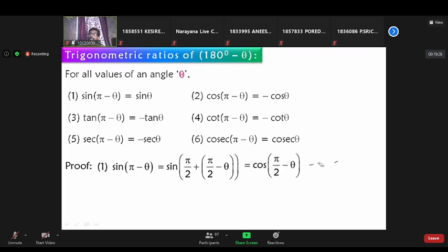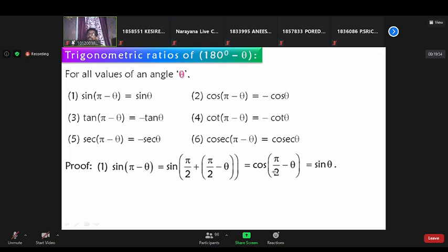But you know the formula. Cos of pi by 2 minus theta is equal to sin theta. So sin of pi minus theta is equal to sin theta. These pi minus theta, pi plus theta formulas are very, very important, so you should remember them.